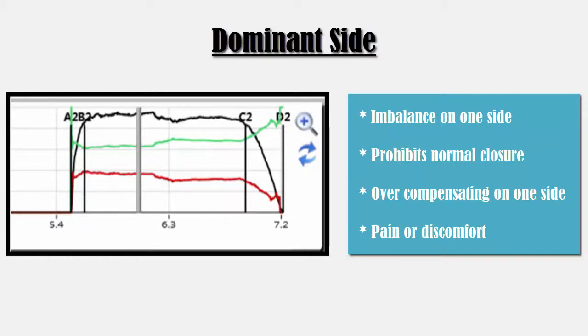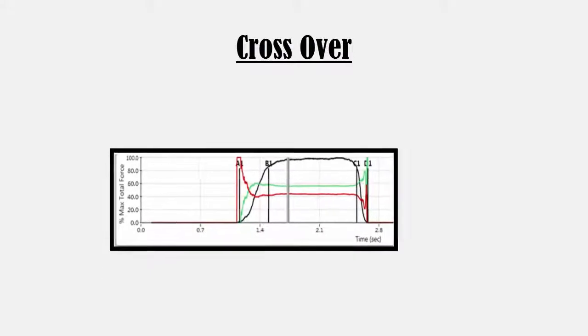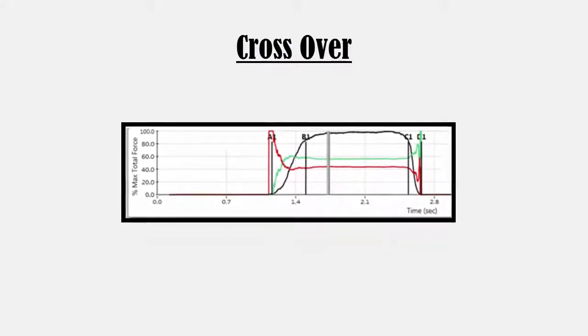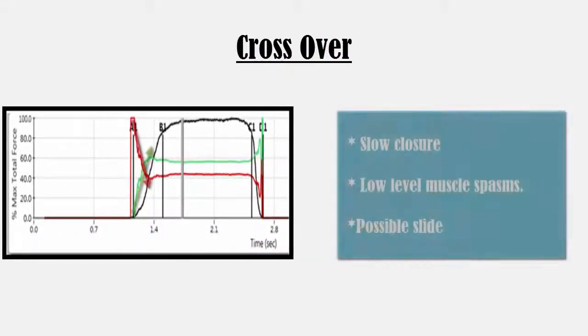Common in TMD patients. The third example shows the red line starting at 100%, but the red line is overtaken by the green line, indicating that the left side becomes more forceful than the right. This force pattern may indicate a slide from the dominant side to the less dominant side.